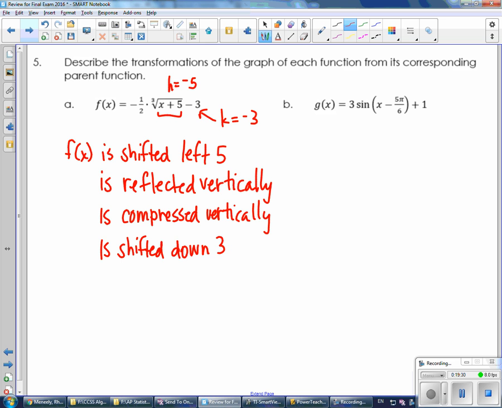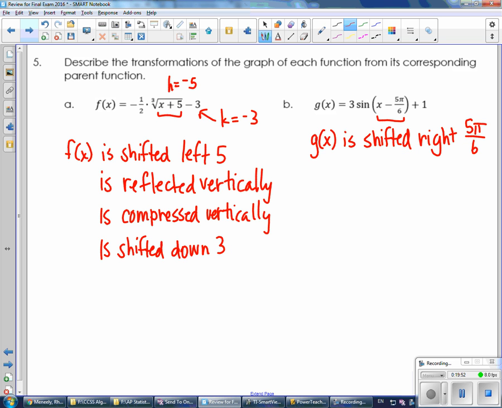Okay? In letter B, we're talking about a sine function. And this time we're calling it g of x. So the same transformations apply. I'm going to work on the inside out. So I'm going to say g of x is shifted. And this time, because there's a negative inside my parentheses, I'm actually going to shift the graph right 5 pi over 6 units.